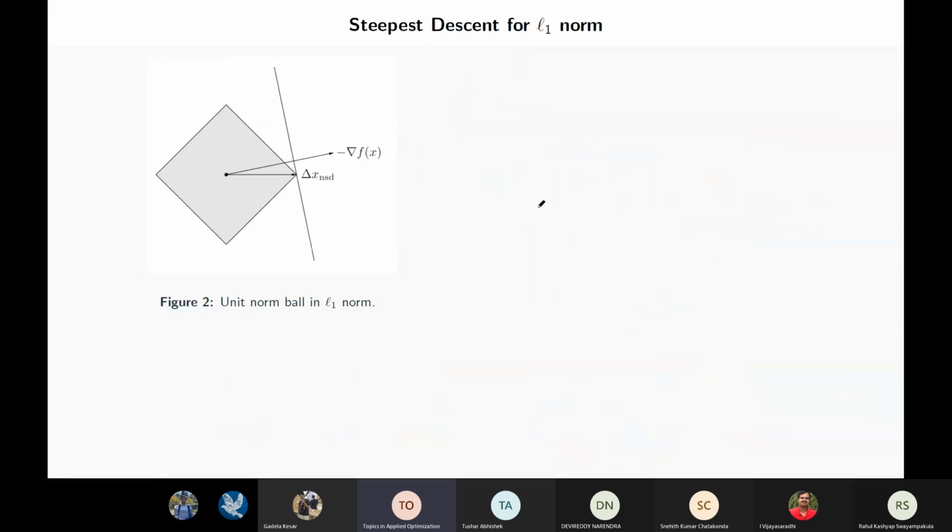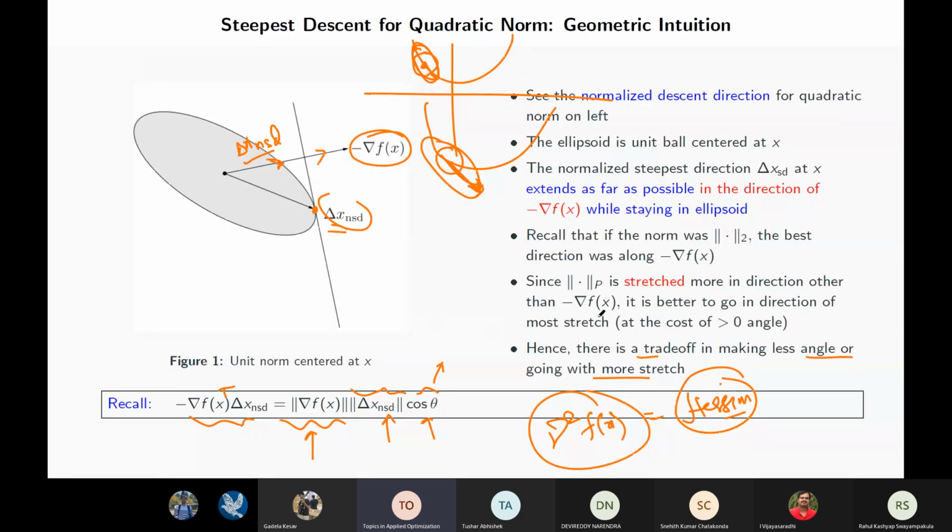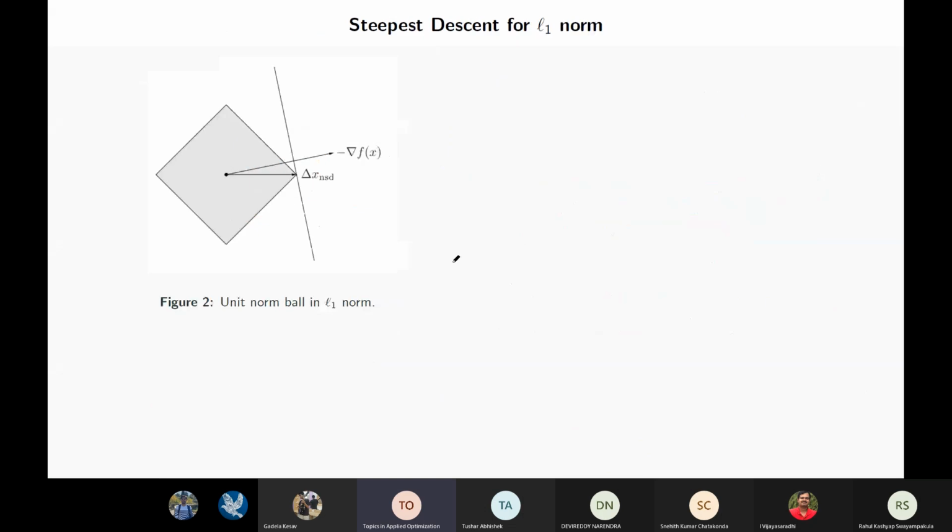Okay, and as a practice, we have seen the L2 norm, we have seen the P norm, and now we want to play with one more norm just to see what are the things that we will get. So just by changing the norms in the steepest descent, you keep getting different algorithms. Okay, so let us see what will happen if I choose the L1 norm.